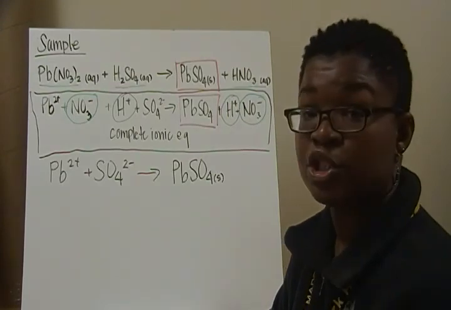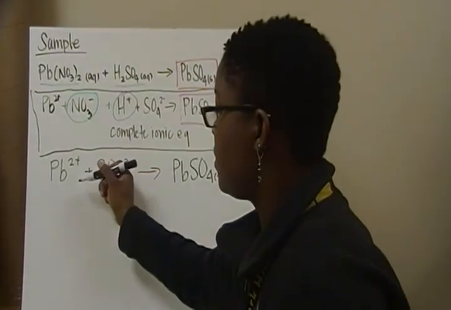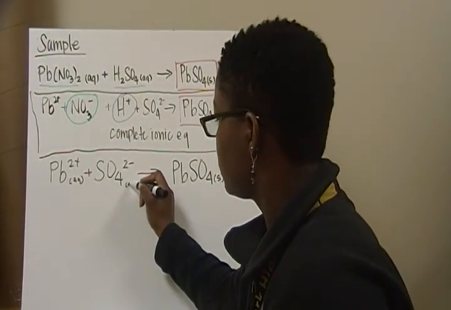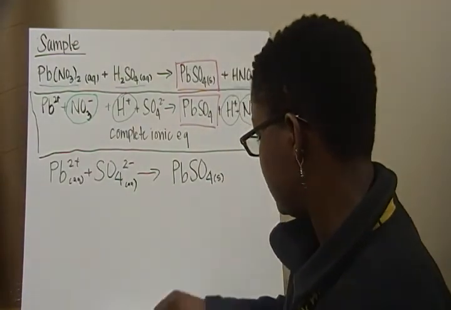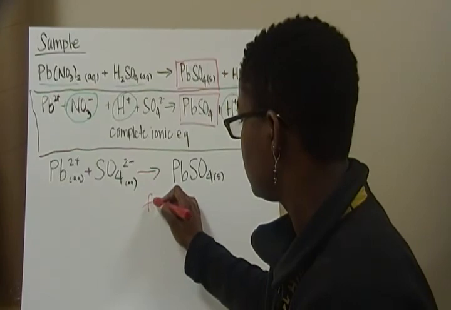At this point, we're going to double check to make sure that everything is balanced. We're going to add in our little aqs. And this is our final net ionic equation.